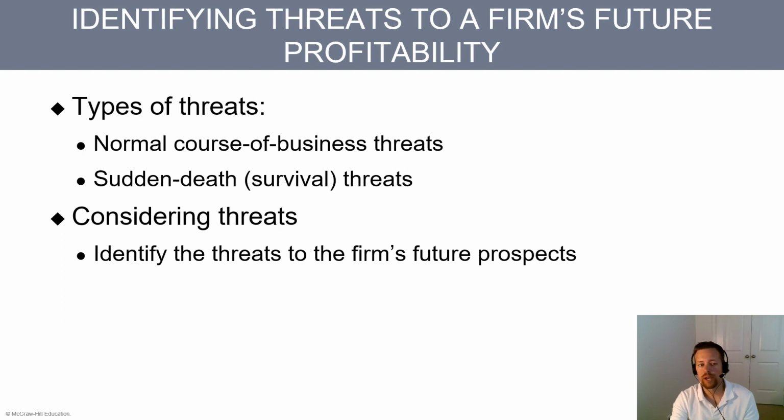All right, what about threats? There are two types of threats. There are normal course of business threats, and then there are sudden death survival threats. And we want to identify both, right? We don't want to ignore either one. When you consider threats, you need to identify the threats that are going to impact the firm's future prospects, something that's going to diminish your ability to make a profit.